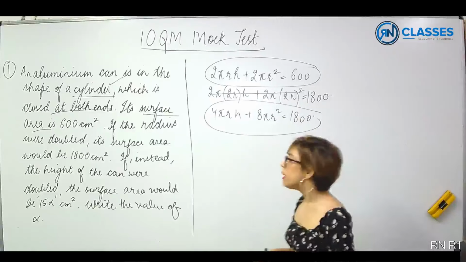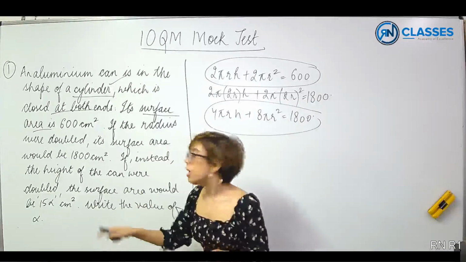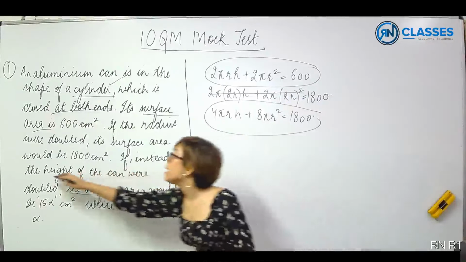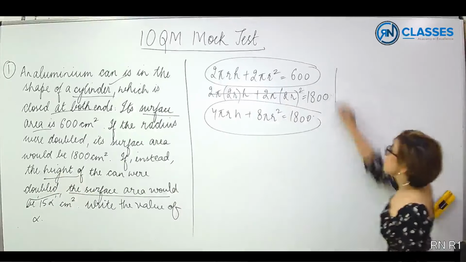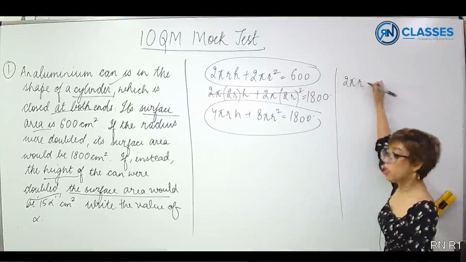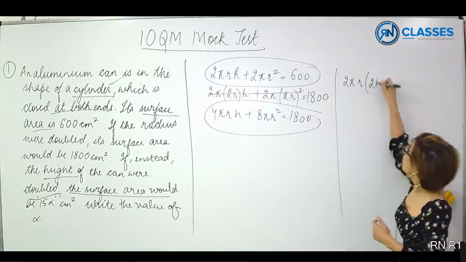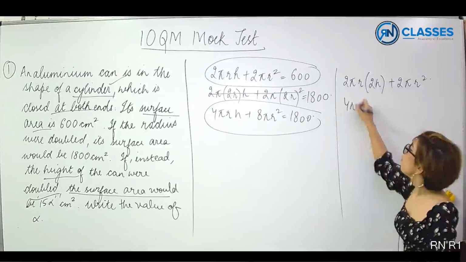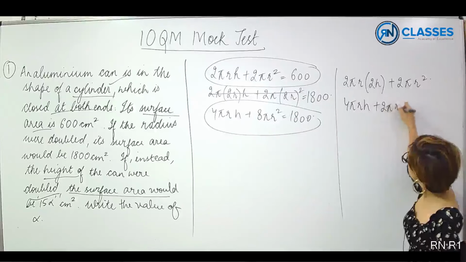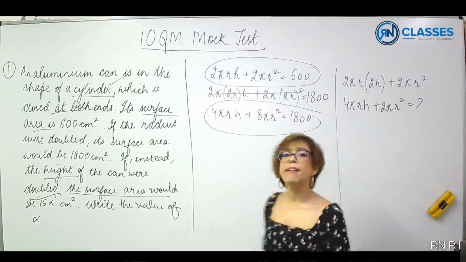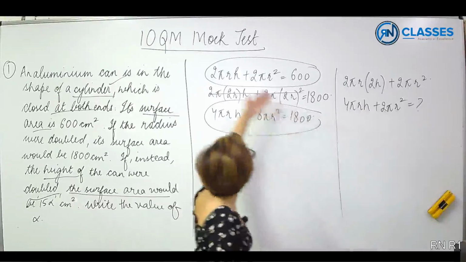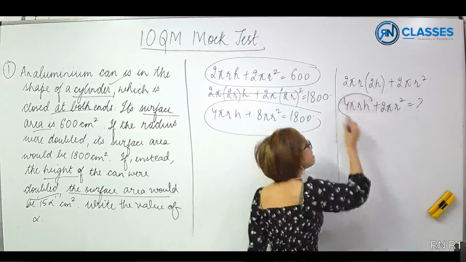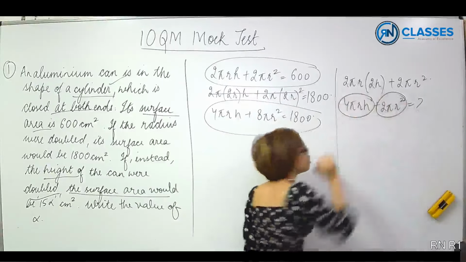From this, I need to find out that if instead the height of the can were doubled, the surface area would be this much. Basically, I need to find the surface area when the height is doubled. So the surface area is 2 pi r into 2h plus 2 pi r square as well. So indirectly, I need to find the value of 4 pi r h plus 2 pi r square. Now, one method is I can find the value of r and the value of h from these 2 relations, put them in and I'll get the answer. But mind it, I can find the value of each expression individually.